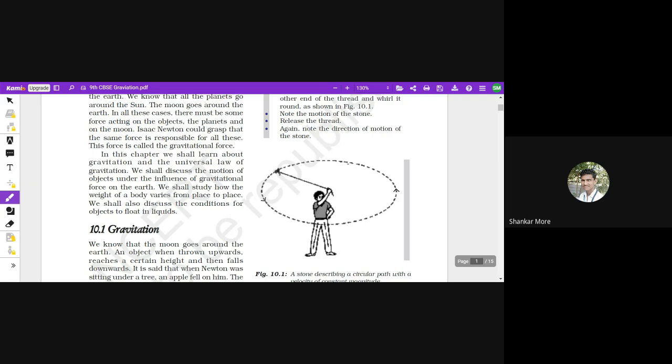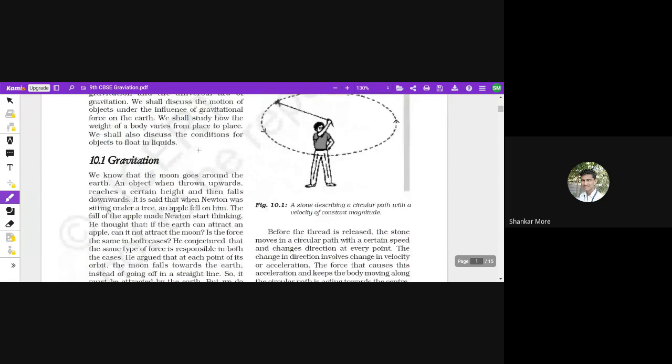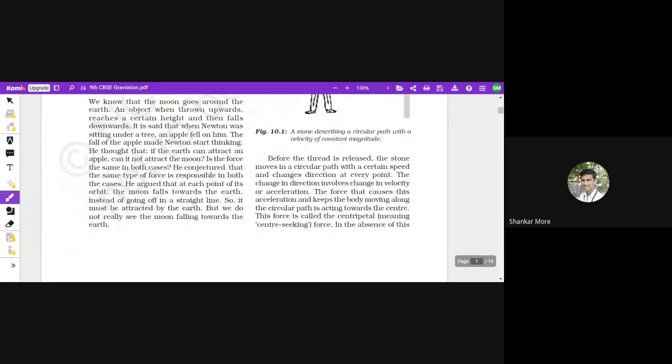And when he releases that thread, the stone will go away in a straight direction. It will not keep moving in the circular path, right? Earlier it was moving, but it will not. Why? See, before the thread is released, the stone moves in a circular path with a certain speed and changes direction at every point. ठीक है, मतलब जो सर्कुलर पाथ है उसमें एवरी पॉइंट पे the stone is changing its direction. I hope you can imagine this.